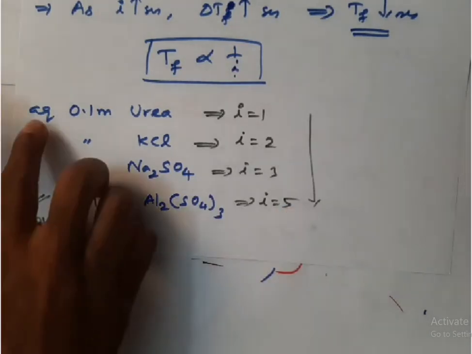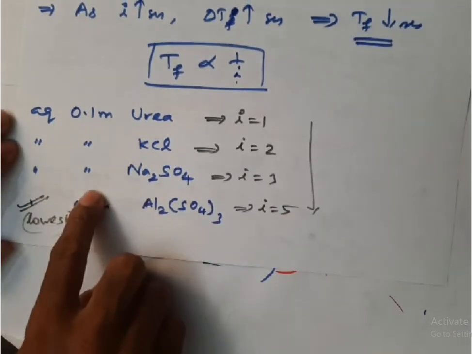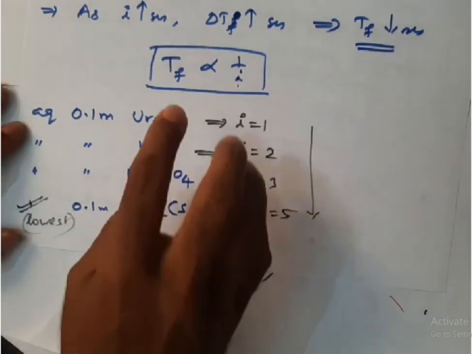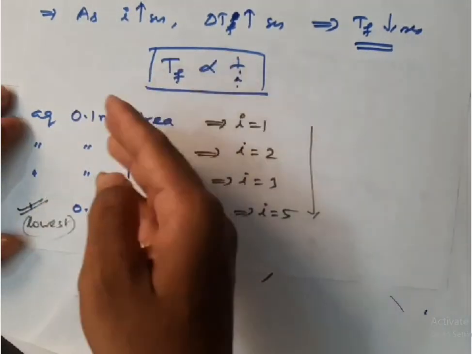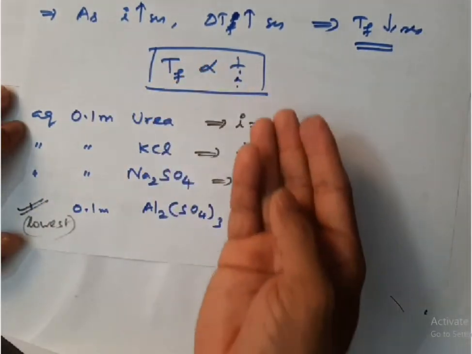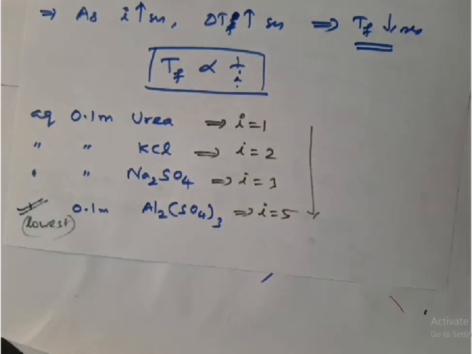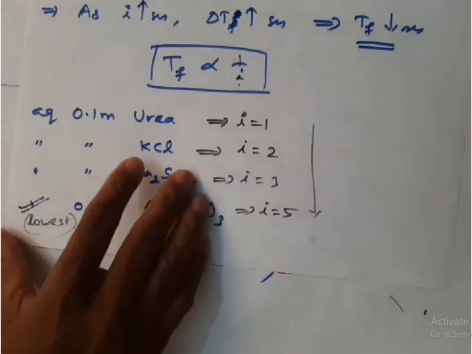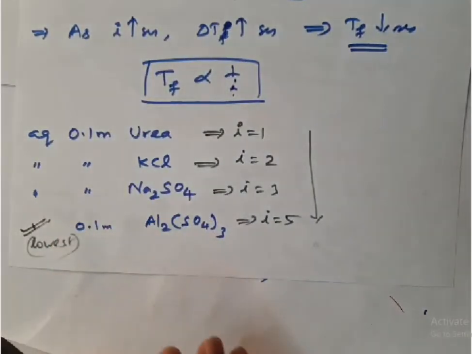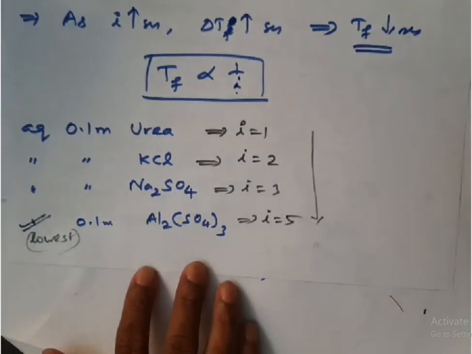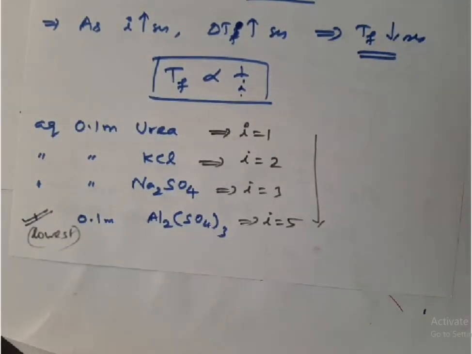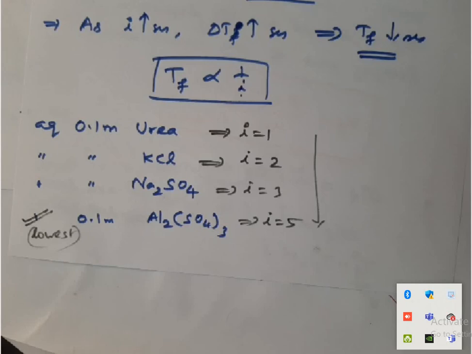If the solvent is the same and molalities are the same, then you can compare the freezing point of solutions by finding the value of i. Is this clear, students? Any doubt in this? No, sir. Good. So with this, we have completed the depression in freezing point. I stop here. We will continue with osmotic pressure in the next class.